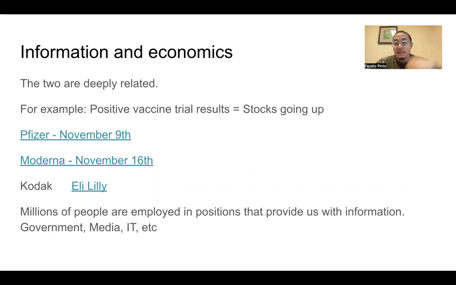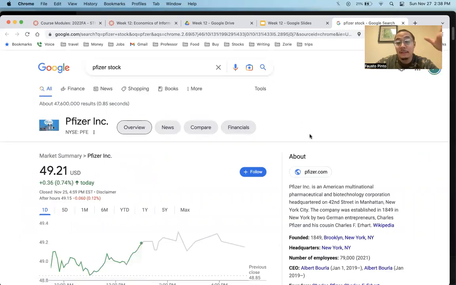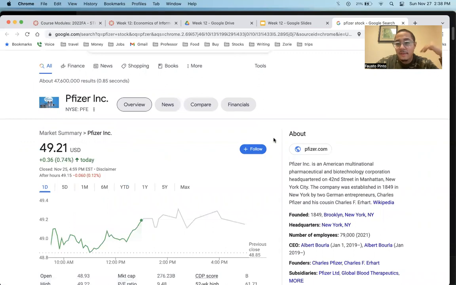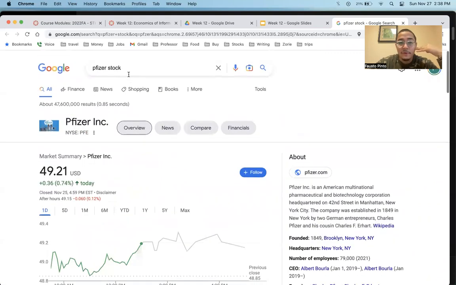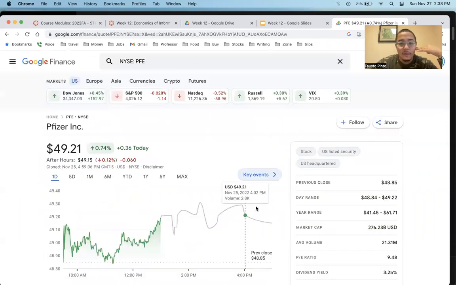I don't know if any of you watched this show on Showtime called Billions. It's a cool show, and they try to get all this information to predict the stock price. So I'm going to show you two examples of how information directly affected stock prices. Here we have Pfizer. This was in the days of the vaccine trials, from 2 years ago. If you don't know, you can Google any kind of stock here. Google has a great finance website as well.